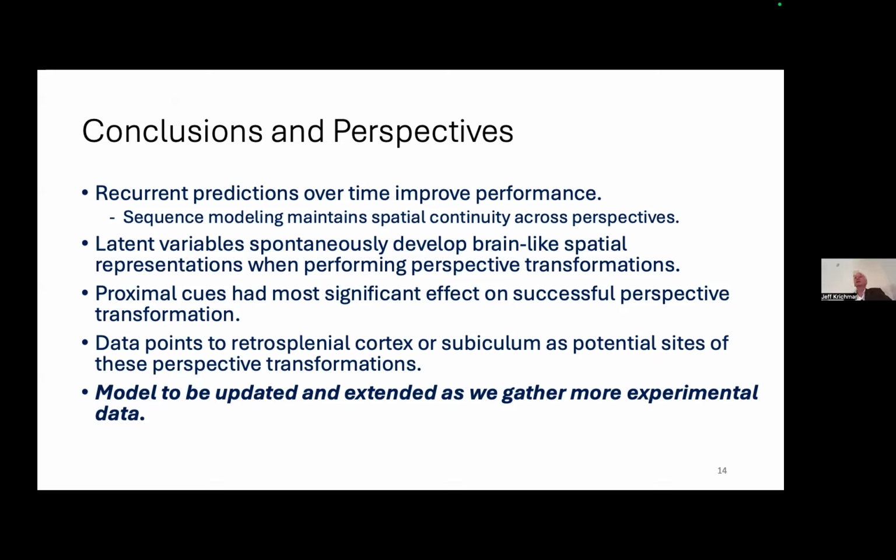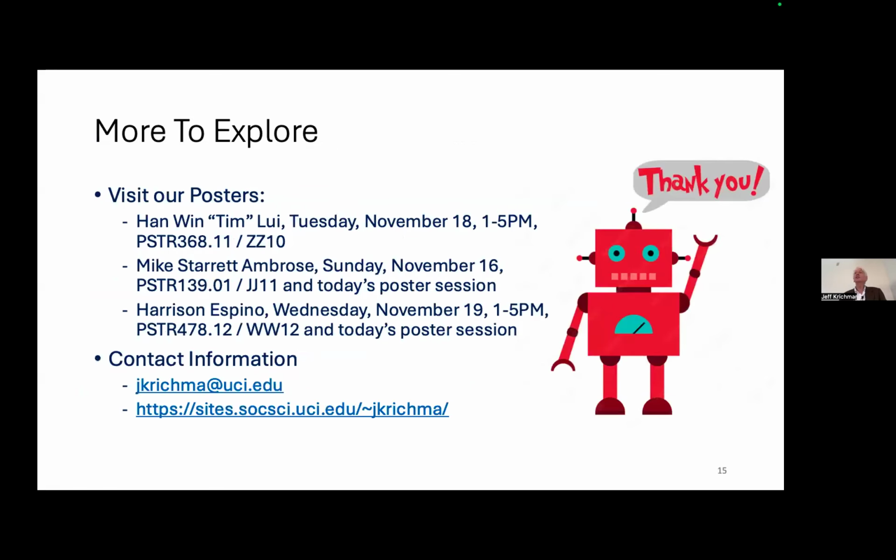We think maybe subiculum or retrosplenial, but we need to do some of the imaging and actually neurophysiology to find out if that's really true. And not surprising, but I think important to point out, the proximal cues had the most significant effect on this transformation, this task. And we're a little ahead with the modeling because the experiments take a lot of time, but the model will be updated and extended as we get more of this data. And then last slide, then I'll take any questions you have. I have to go through this really quick.